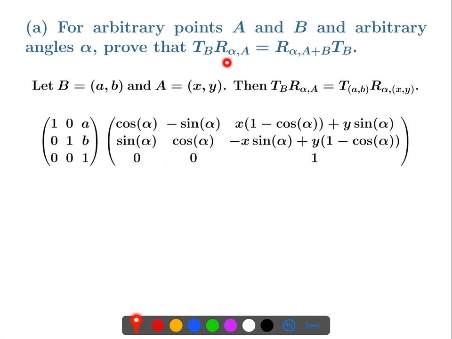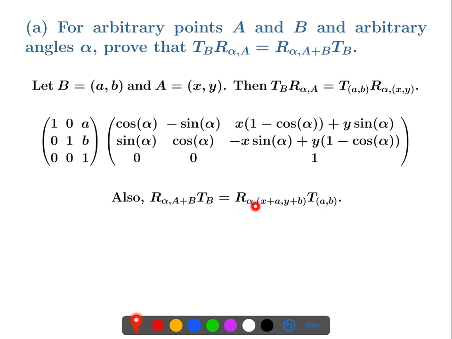So that tells us what's on the left-hand side. On the right-hand side, I want to do the same thing, write the matrices down. Notice A plus B in this case will be the sum of these two. So we'll have little x plus little a here and little y plus little b. So we can write then that the right-hand side for the translation matrix is the same, T sub a comma b like we had up here.